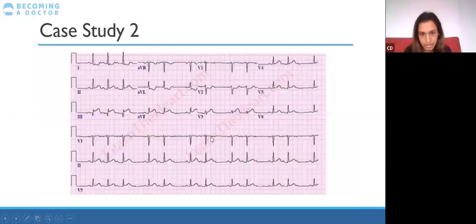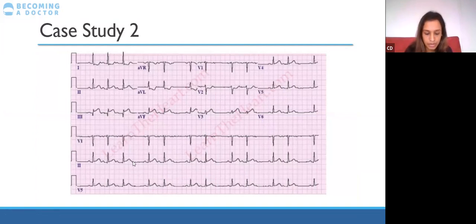So this case study is a very abnormal one. As you can see, the RR intervals are variable. So this is not a regular rhythm. So I wouldn't try and calculate the rate for this one because it's abnormal.